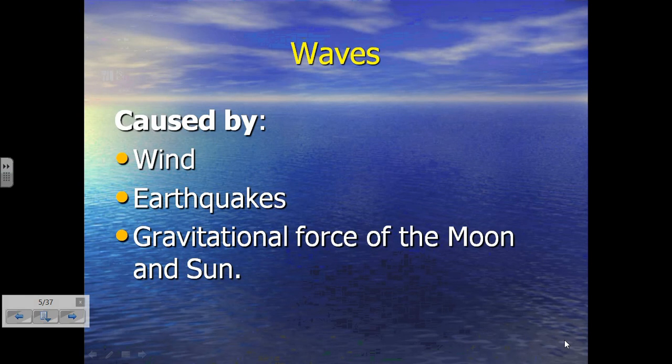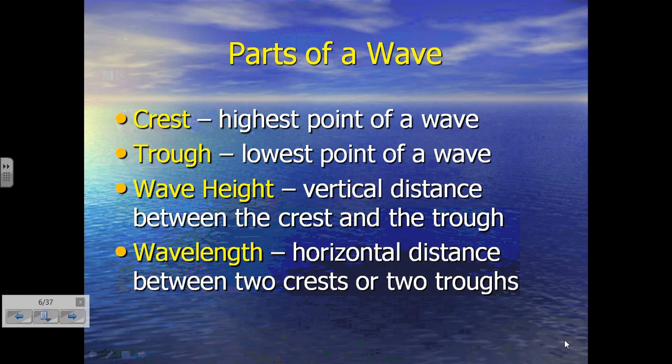Now, there are a few parts of a wave that you need to be able to identify. They include the crest, the trough, the wave height, and wave length. Now, the crest is the highest point of a wave. The trough is the lowest point of a wave. The wave height represents the vertical distance between the crest and the trough, and the wavelength is the horizontal distance between two crests or two troughs.